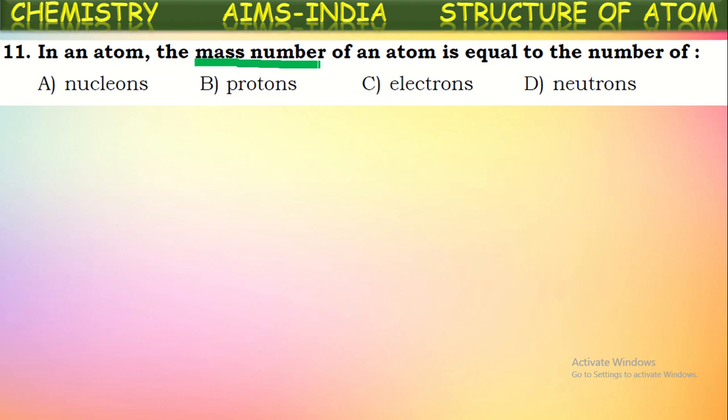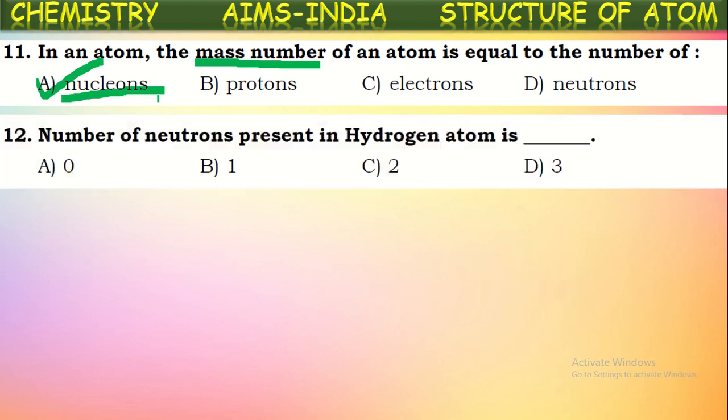So mass number can be defined now. Mass number is equal to the number of nucleons of an atom. Where is it nucleons here? If it is mentioned as protons plus neutrons, that is also correct, but all these together are considered as nucleons. So this is also right.